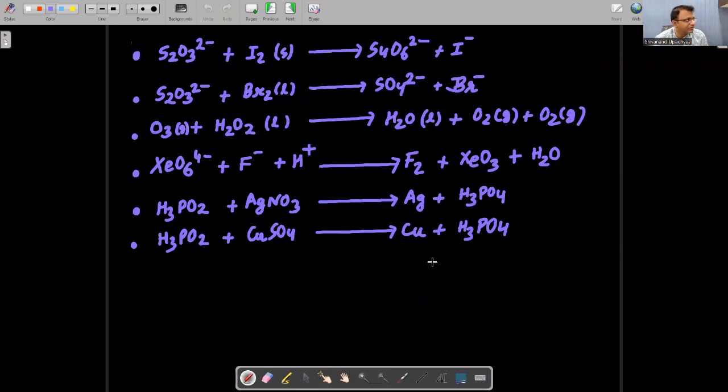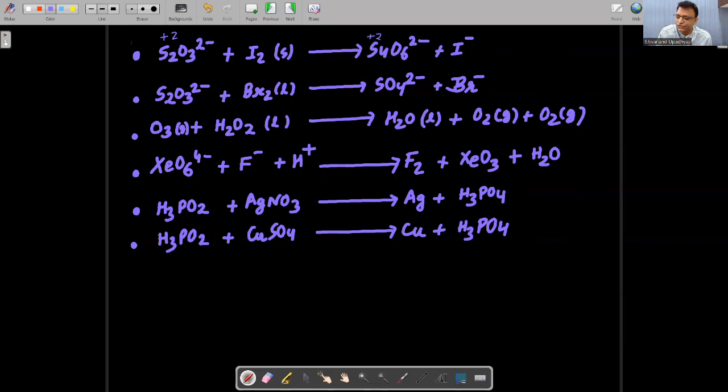I have written at a particular point and I want to discuss. In this reaction of thiosulfate ion with iodine, this is related to iodometry. Here sulfur is present, I am writing the oxidation number, in +2 oxidation state, and here there are 4 sulfur atoms, 2 sulfur atoms in +5, 2 sulfur atoms in 0.